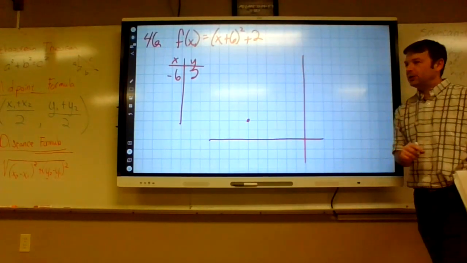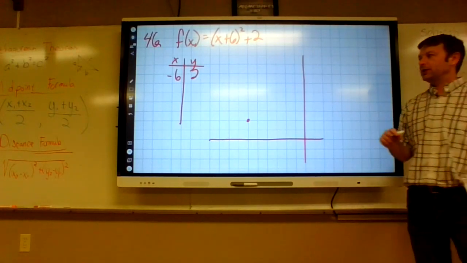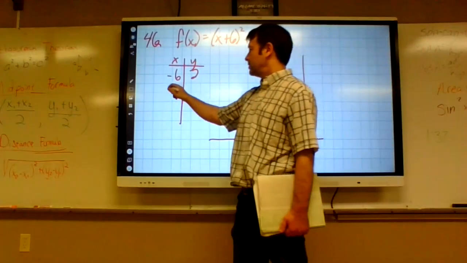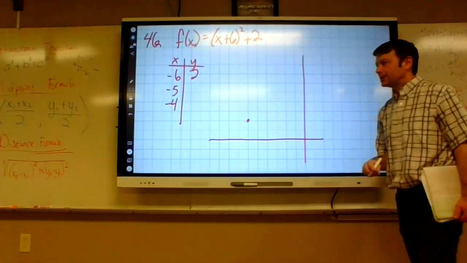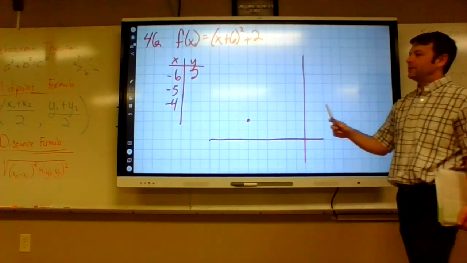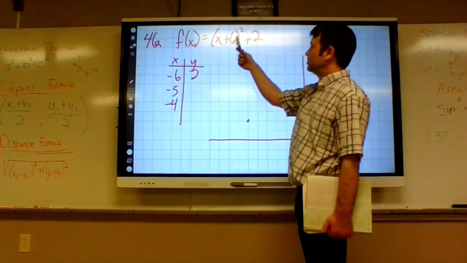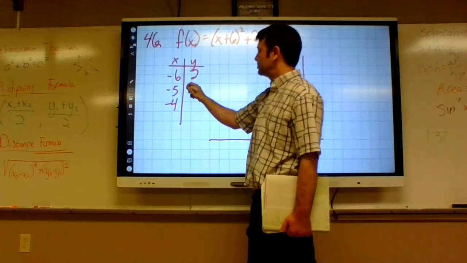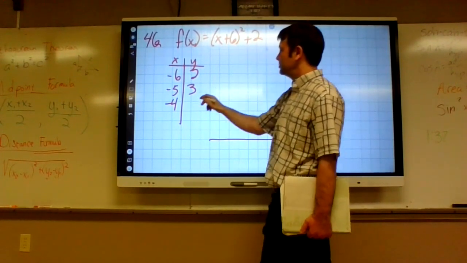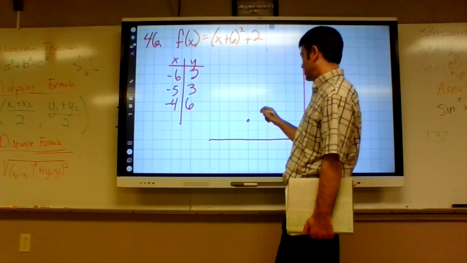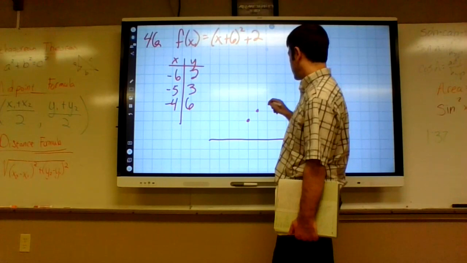What would be another couple good x values to plug in? Negative 5, negative 4. Keep it close to the vertex. If I plug in negative 5, plus 6 is 1. Squared is 1. Plus 2 is 3. Negative 4 plus 6 is 2. 2 squared is 4. Plus 2 is 6. Negative 5, 3. Negative 4, 6.